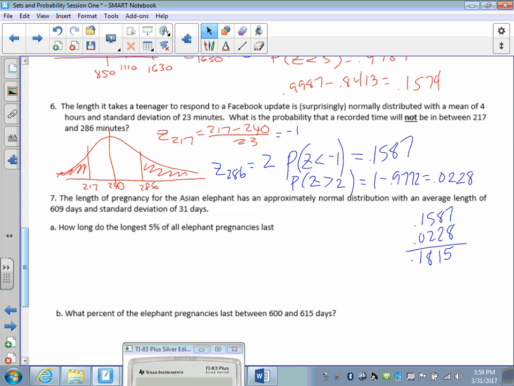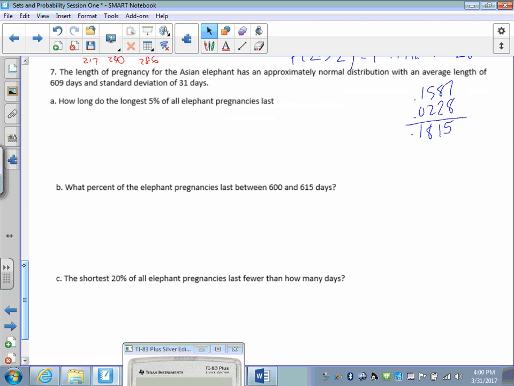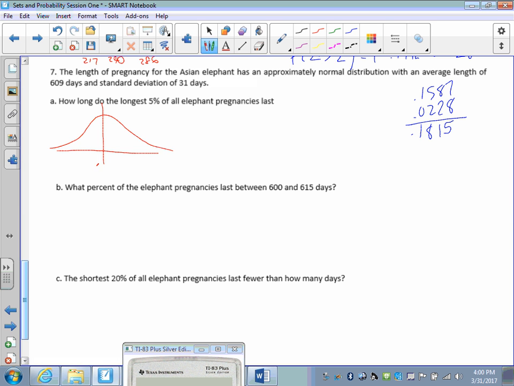Let's go on to number 7. The length of pregnancy for Asian elephants has an approximate normal distribution with an average length of 609 days and a standard deviation of 31 days. How long do the longest 5% of all elephant pregnancies last? Okay, first of all, let's look over here. We have 609 here, and we've got a standard deviation of 31 days.